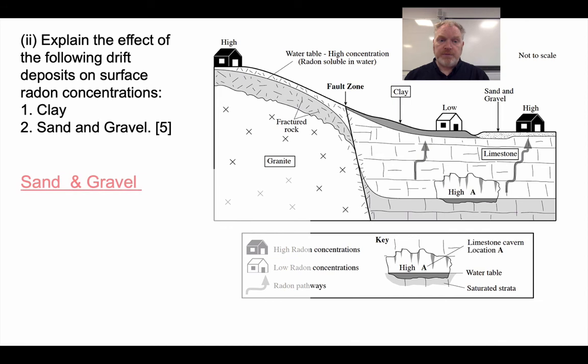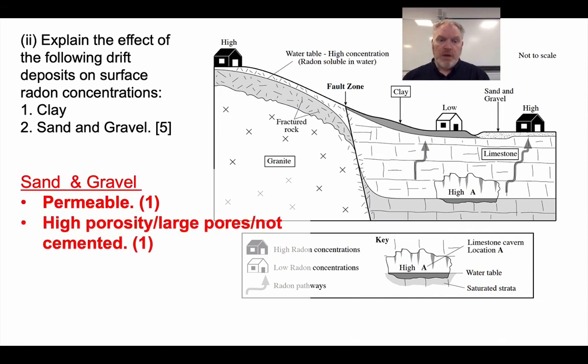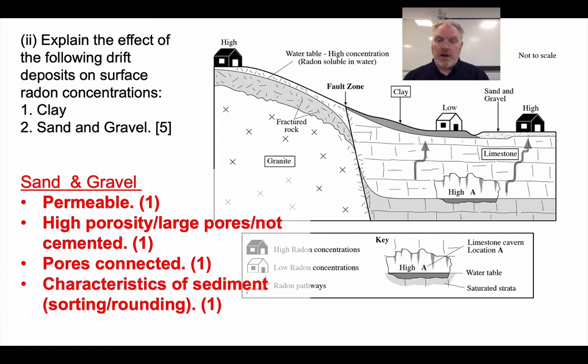For the sand and gravel then, it's permeable. We've got high porosity here. There would be much larger pores within the sand and gravel. It's not cemented together. It's a drift or superficial deposit. These pores are likely to be interconnected. And particularly if that sediment is well sorted, or certainly if it's well rounded, there will be pore space. It will be permeable. Again, any 2 or 3 of those is going to get you the marks.